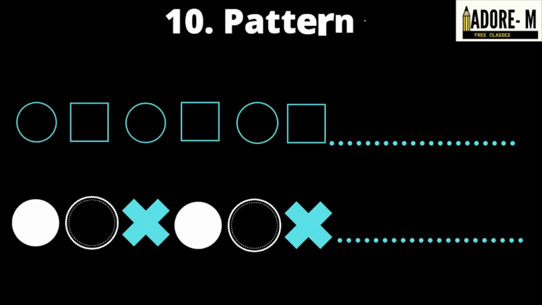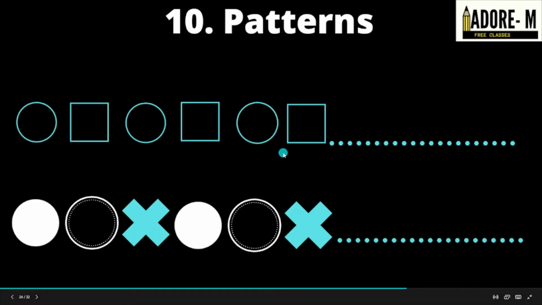Okay, now we will come to our next chapter, which is 10. In this chapter we are going to learn patterns. When you go to your assembly, you make patterns, like you make a row for your assembly. So you see what patterns are.